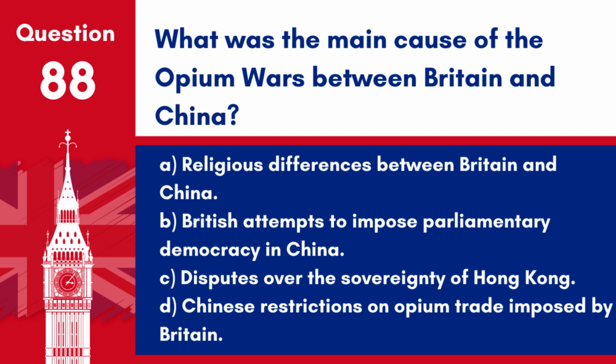Answer: D. Chinese restrictions on opium trade imposed by Britain. The Opium Wars in the mid-19th century were primarily caused by conflicts over trade, particularly China's attempts to restrict the British trade in opium, leading to military confrontations and the eventual cession of Hong Kong to Britain.